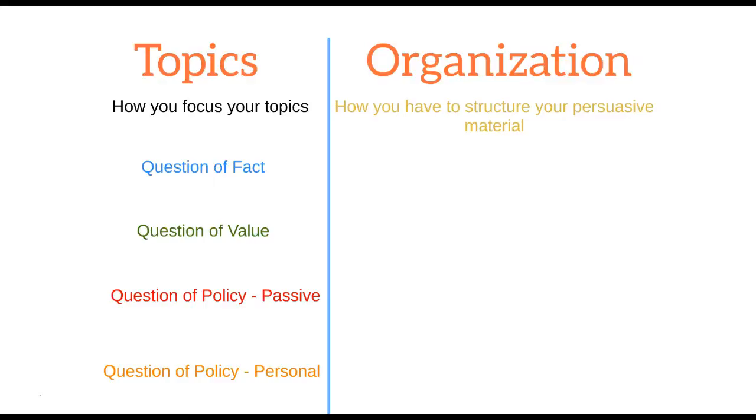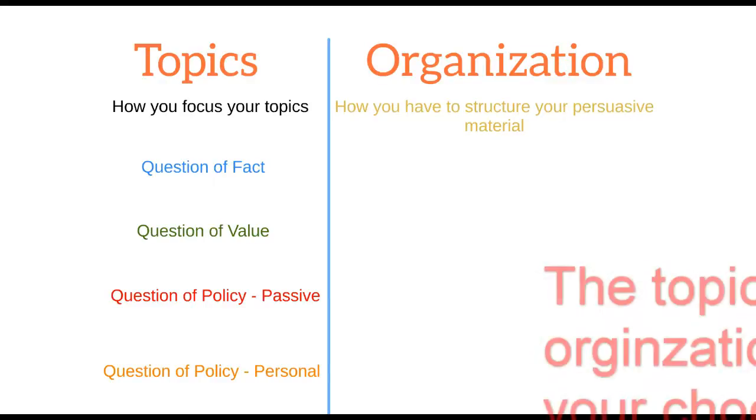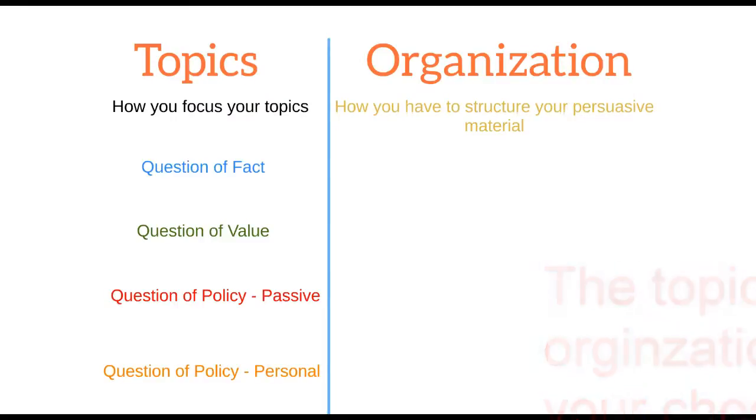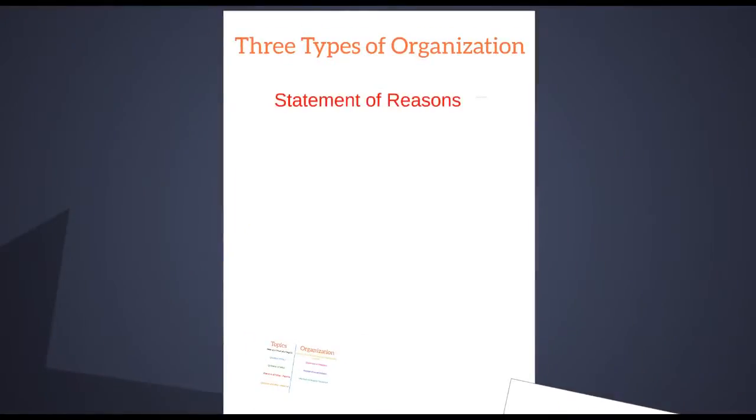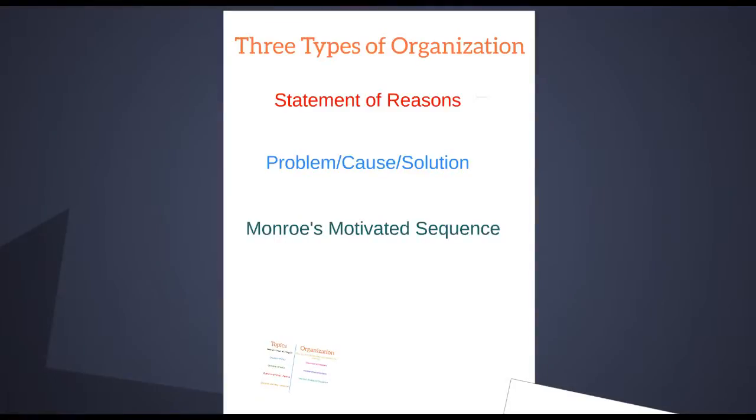And keep in mind, the topics themselves, so whether it's question of fact, value, or policy, will dictate what organizational structure you have to use. So here are the organizational structures: statement of reasons, problem, cause, solution, and Monroe's motivated sequence. Like I said, they are going to correspond to particular formats. So that's what I'm going to talk about and briefly go over how these formats actually work.